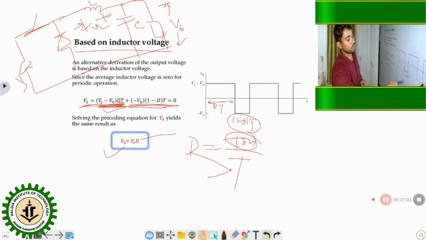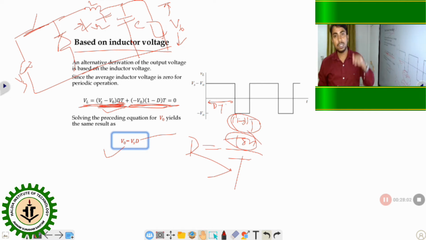Now, for design purposes, what will be the required inductor value? What will be the capacitor value? What is the minimum inductor required? This circuit will operate in continuous mode. This inductor value is a critical inductor value, and this capacitor value is also called the critical capacitance value. We can also calculate these by using this equation. Let's see what will happen here.